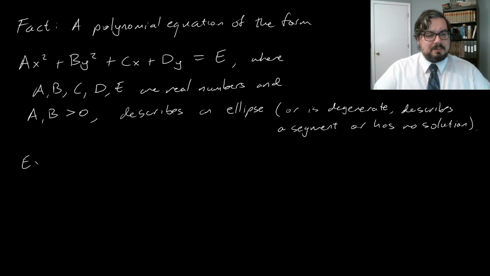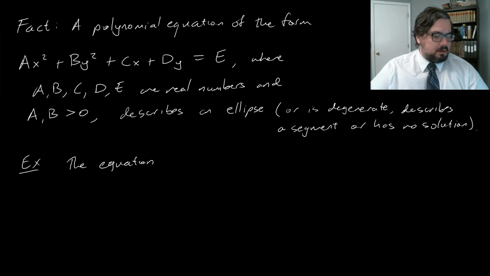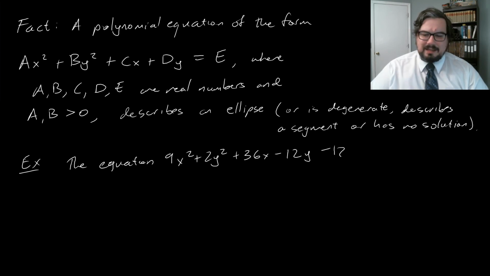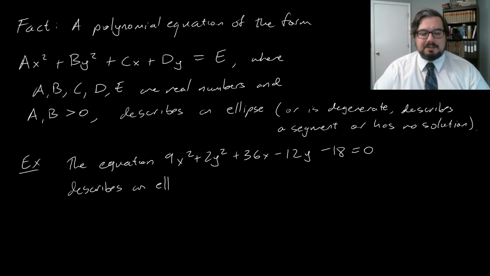So, for example, the equation 9x squared plus 2y squared plus 36x minus 12y minus 18 equals 0 describes an ellipse.